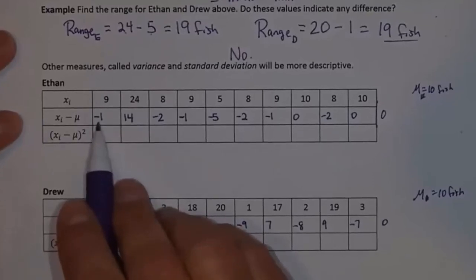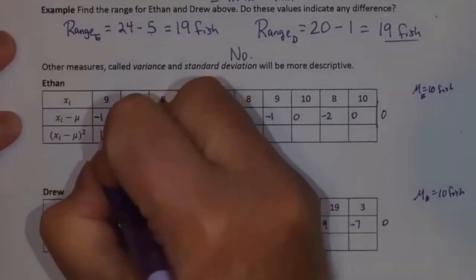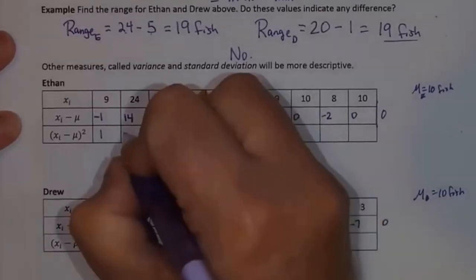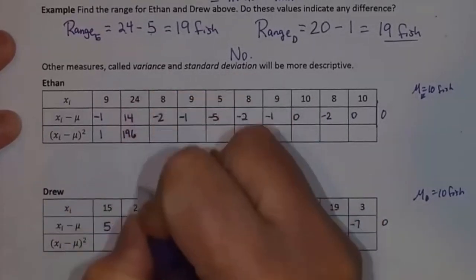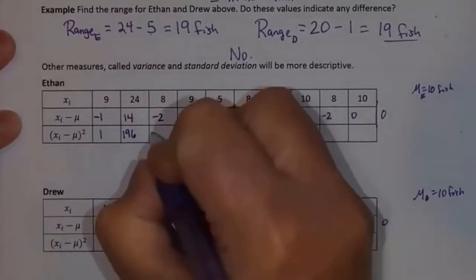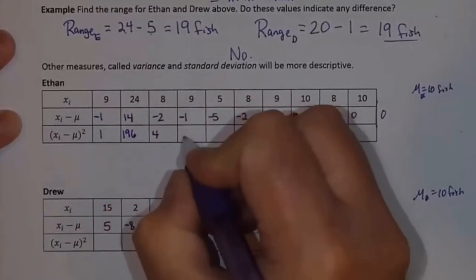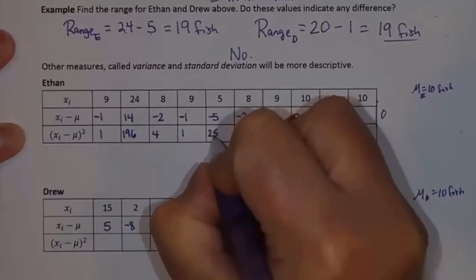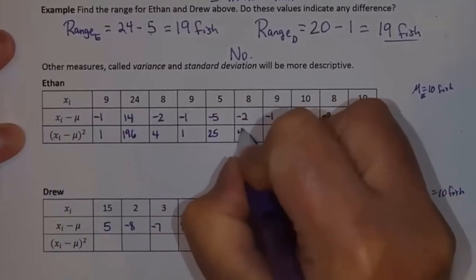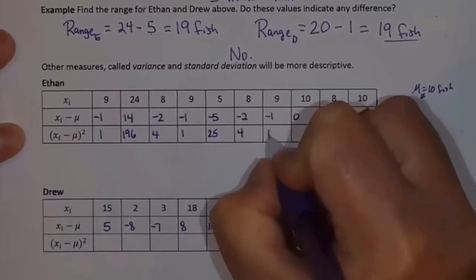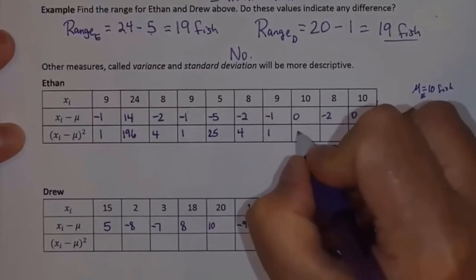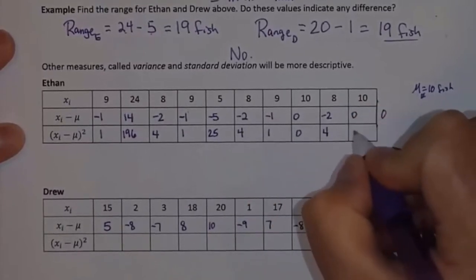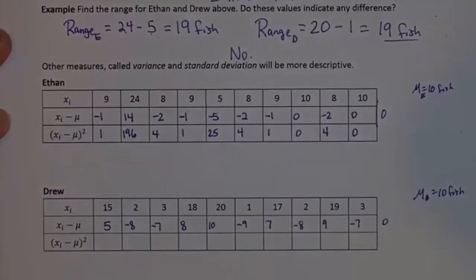So if I square -1, the result will be +1. If I square 14, 14 squared is 196. If I square -2, that's 4. If I square -1, that's 1. If I square -5, that's 25. If I square -2, that's 4. If I square -1, that's 1. If I square 0, that's 0. If I square -2, that's 4. If I square 0, that's 0.